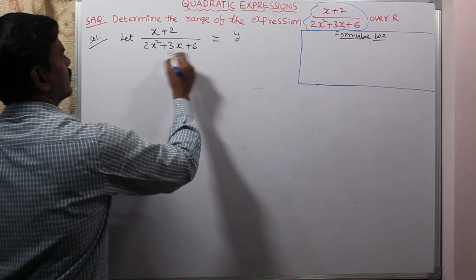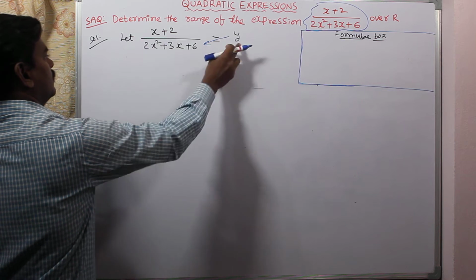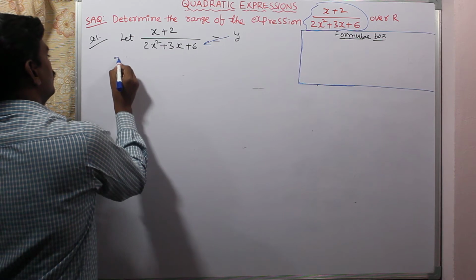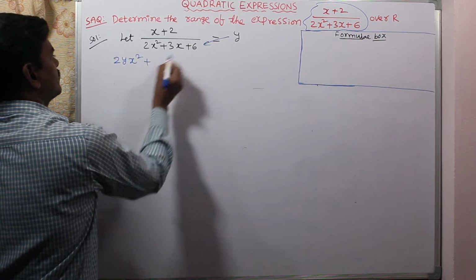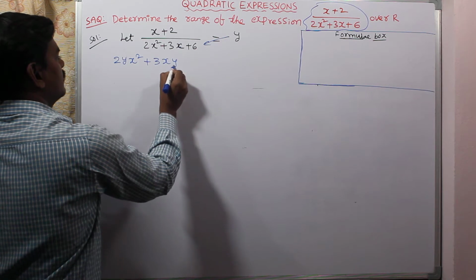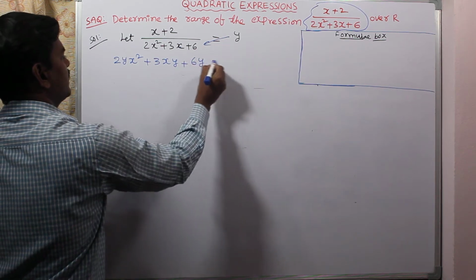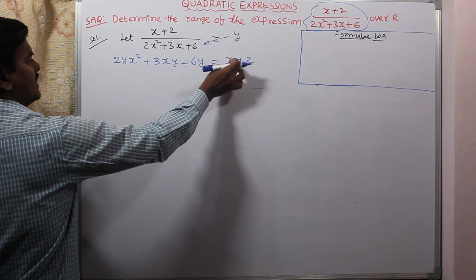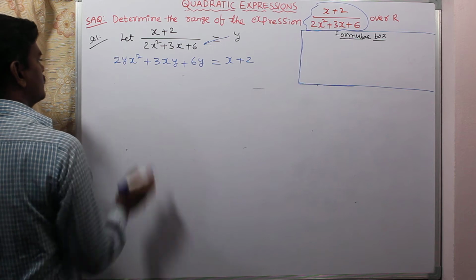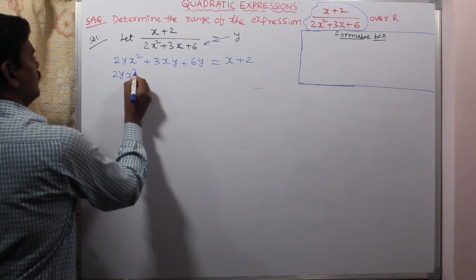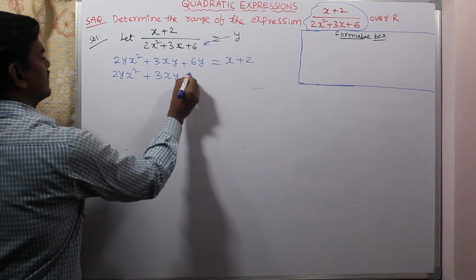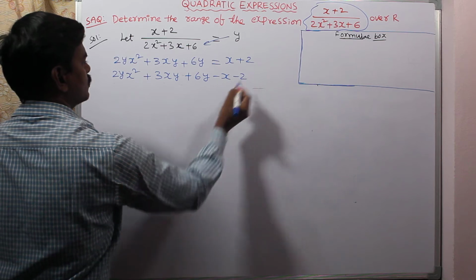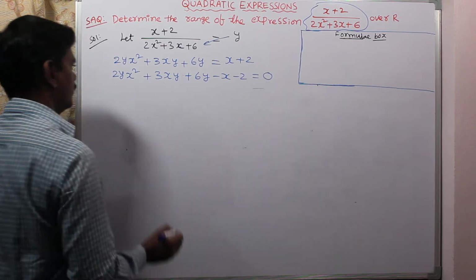Next, the cross multiplication step. We have to multiply each and every term with y. 2x² into y, 2y x², plus 3x into y, 3xy, plus 6 into y, 6y, equals x + 2. Now transposing each and every term of the RHS to the LHS: 2y x² + 3xy + 6y as it is. Now plus x becomes minus x, plus 2 becomes minus 2 on transposition, equals 0.